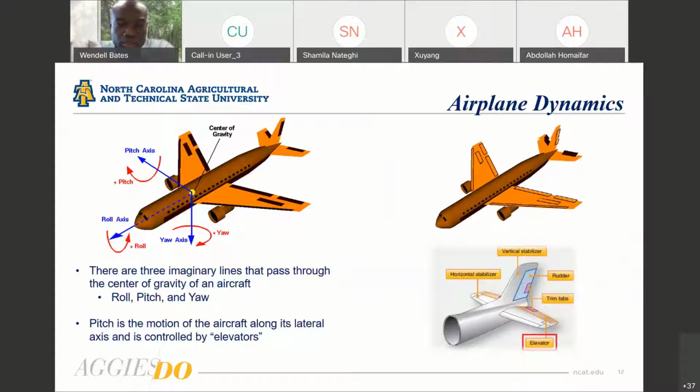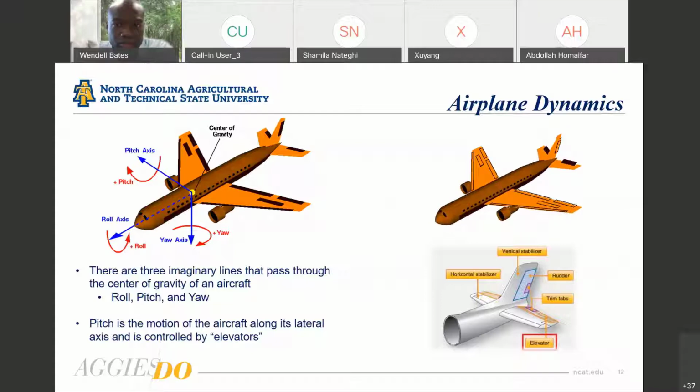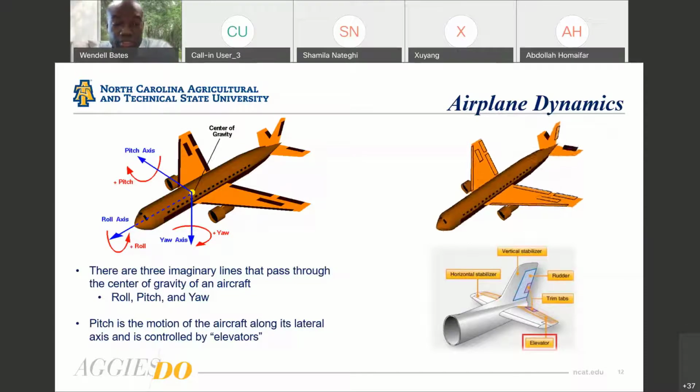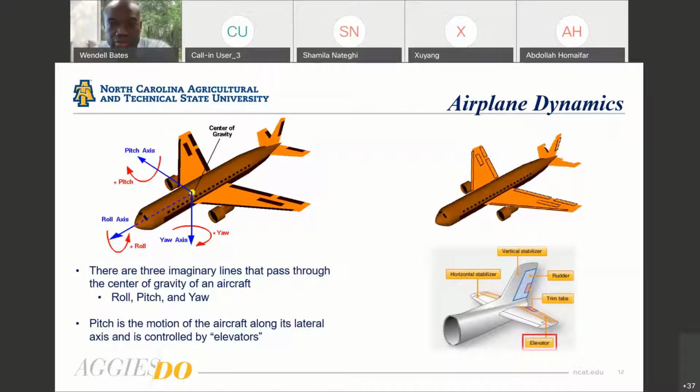So to describe how an aircraft moves in space, there are three imaginary lines that pass through the center of gravity of an aircraft, in regards to the roll, pitch, and yaw. What we'll be focusing on for this talk will be the pitch, which is the motion of the aircraft along its lateral axis, and the pitch is controlled on the airplane by elevators.